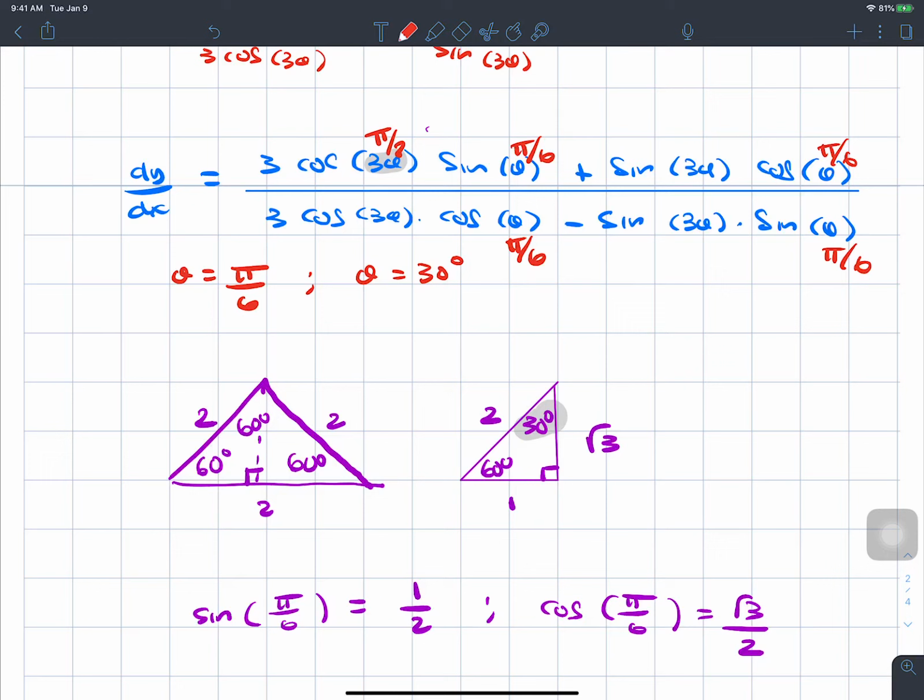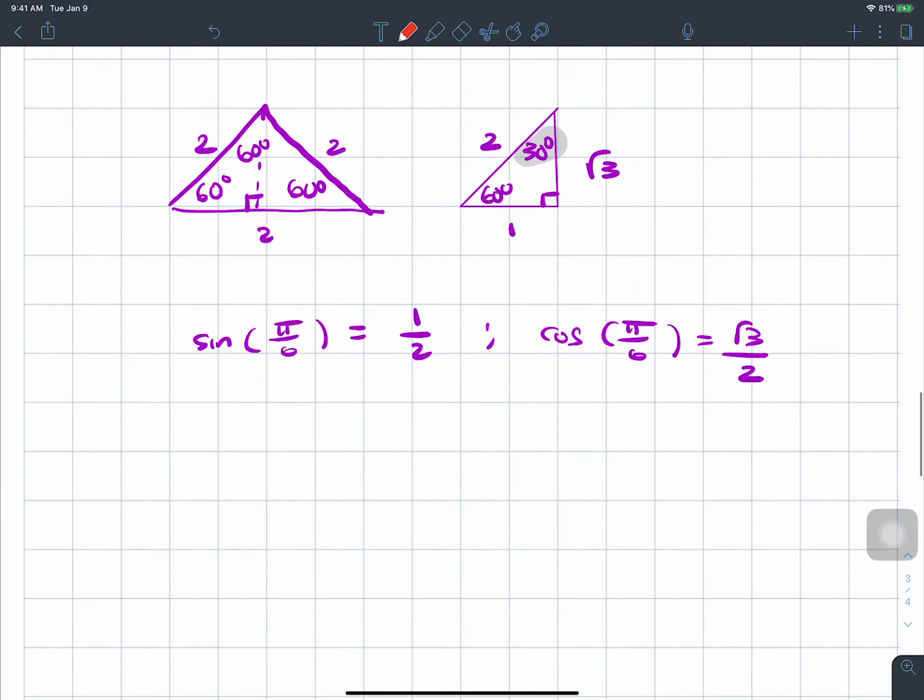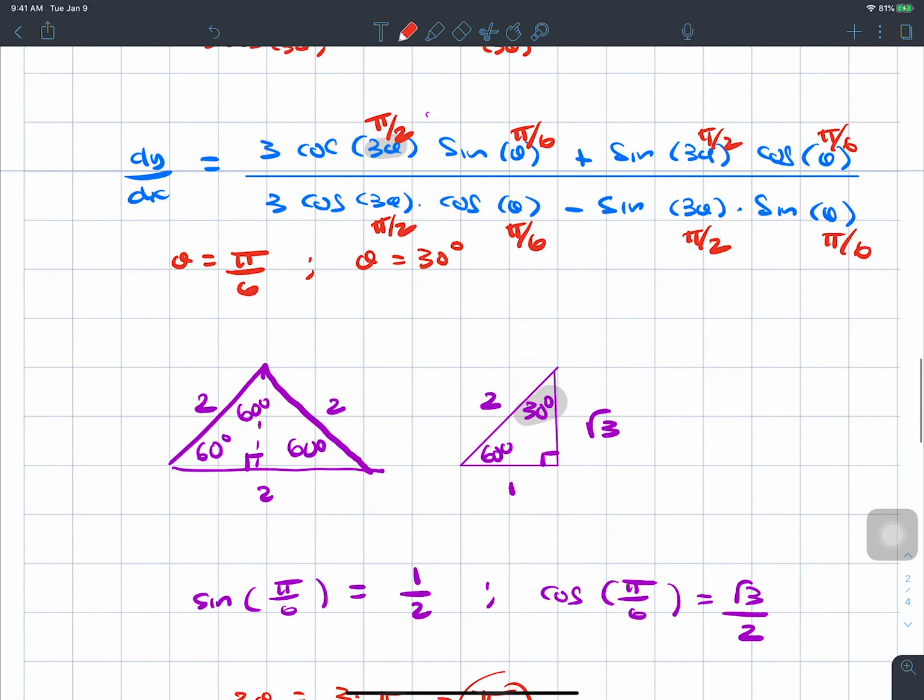So I'm not saying this is theta. It's 3 theta. So let's remark. 3 theta is really 3 times pi over 6, which gave you that pi over 2. And we plug that in as well. Now this is nice because pi over 2 is 90 degrees.